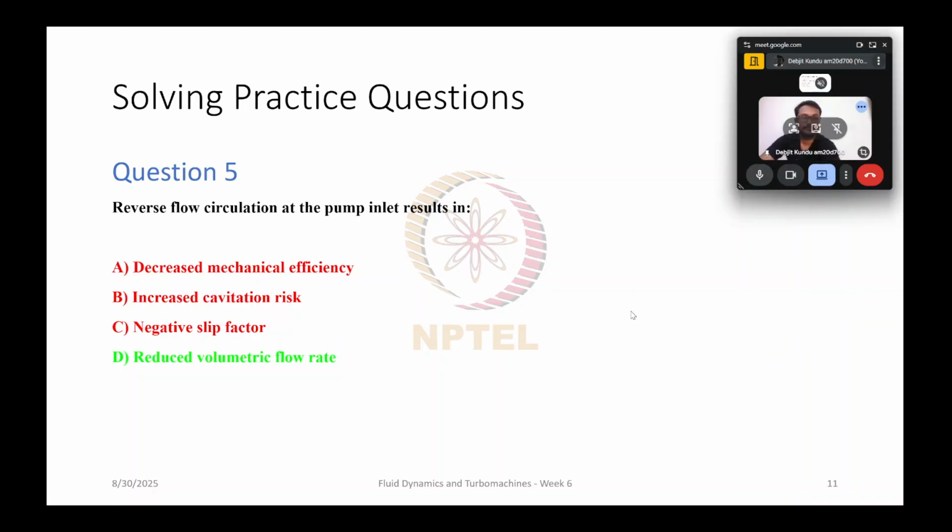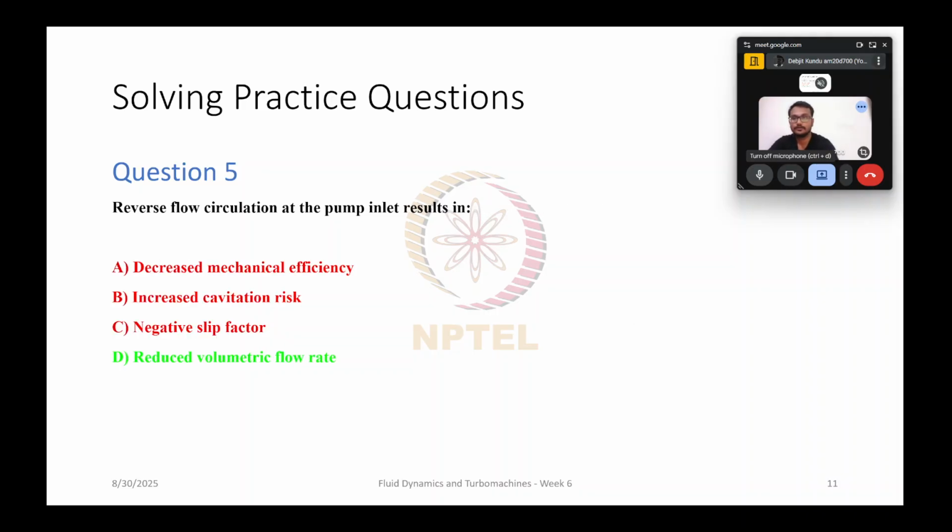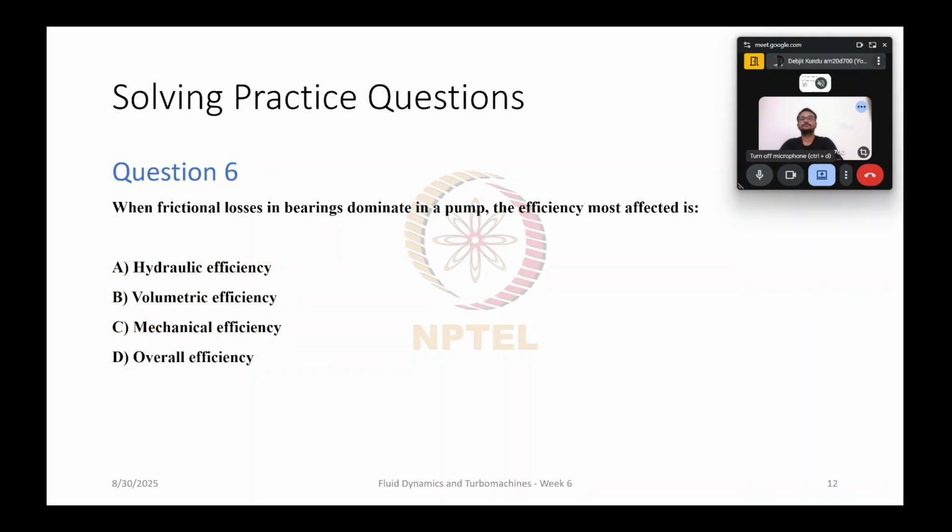Okay, so let's move on to question number 6 now, which is asking us that when frictional losses and bearings dominate in a pump, which efficiency is most affected by it? Is it option A, the hydraulic efficiency? Option B, the volumetric efficiency? Option C, the mechanical efficiency? Or option D, the overall efficiency?